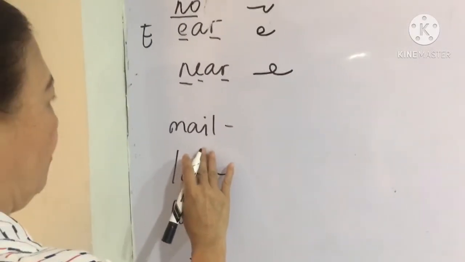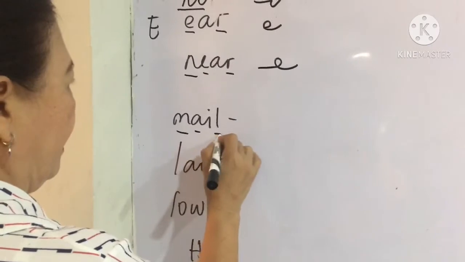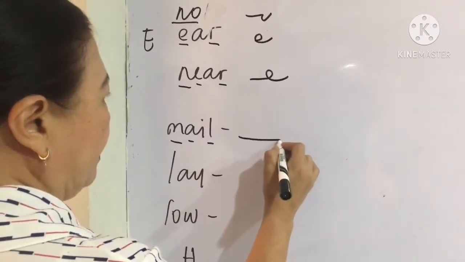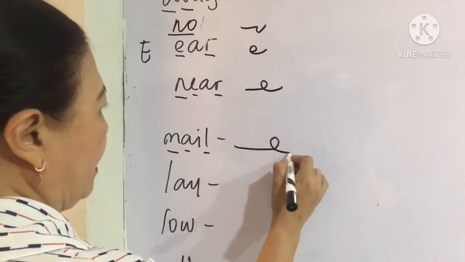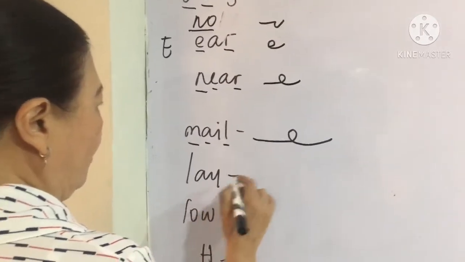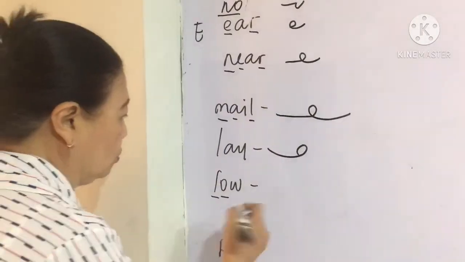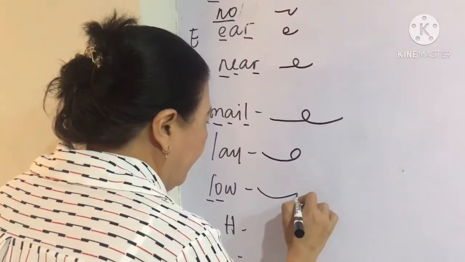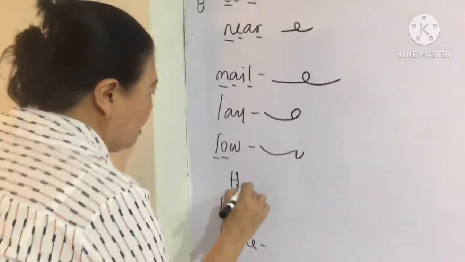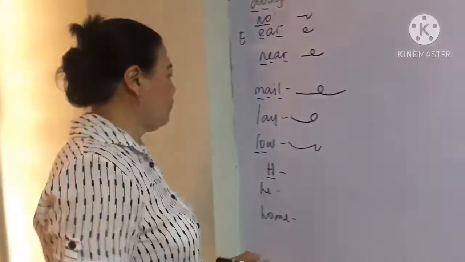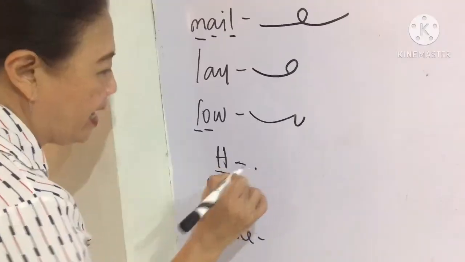For the example of letter L, we have M-A-L, male. We have M, then counterclockwise A and L. For the lay, we have letter L, then counterclockwise A. Low, we have L and O. Letter H. The letter H is very easy to identify. It is represented by a dot.